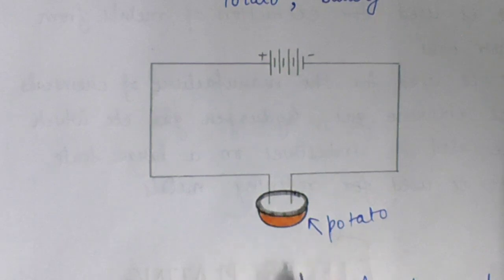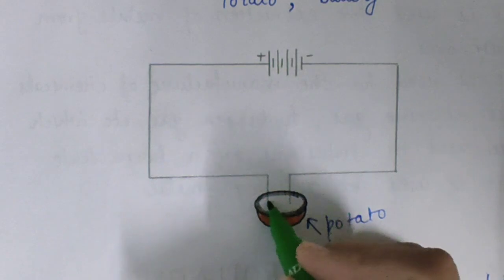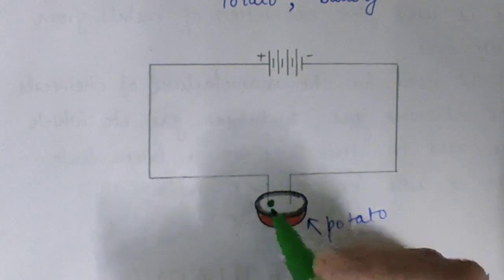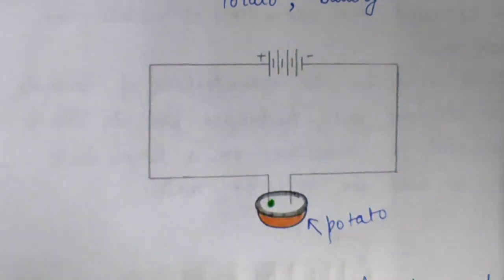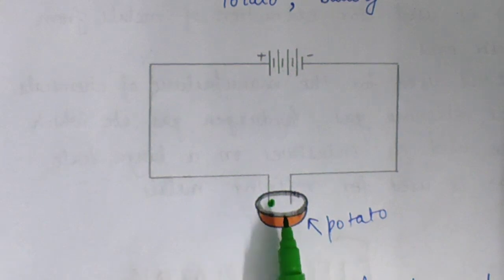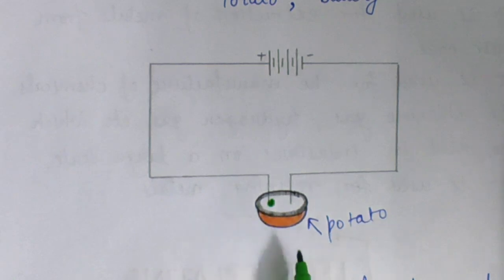So when you leave it for half an hour, you will see a greenish blue dot or greenish blue spot on the potato around one wire only. Now repeat this activity a few times.